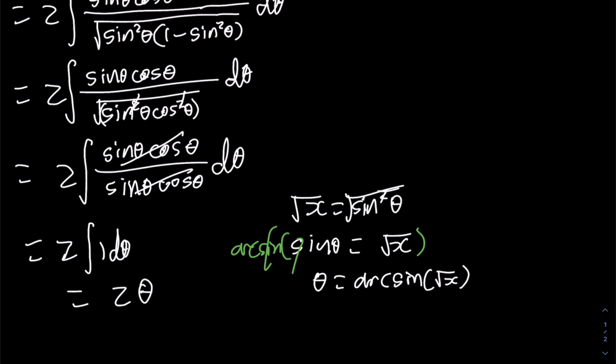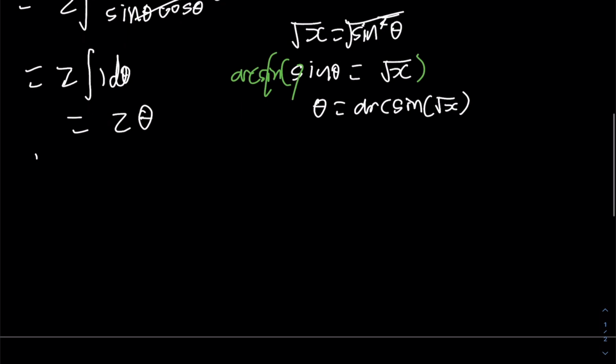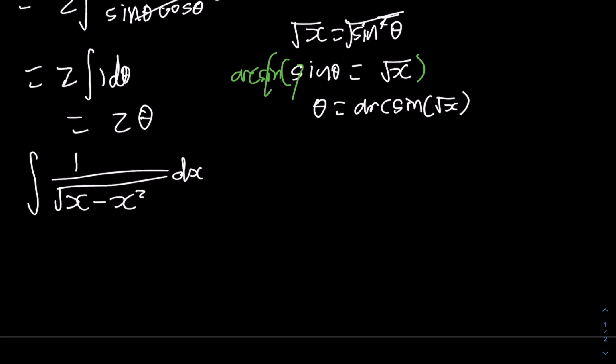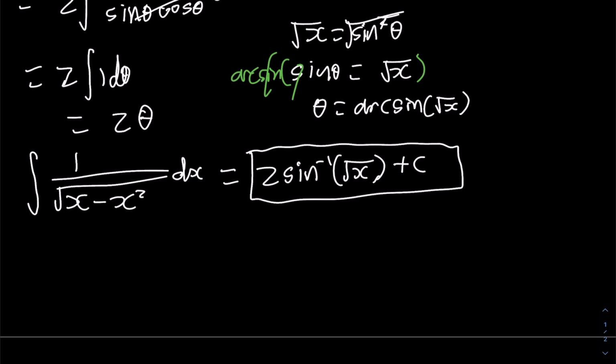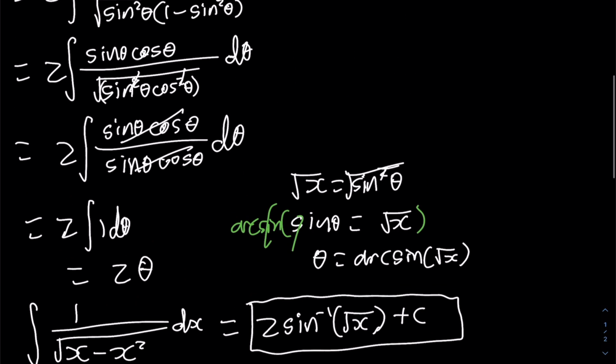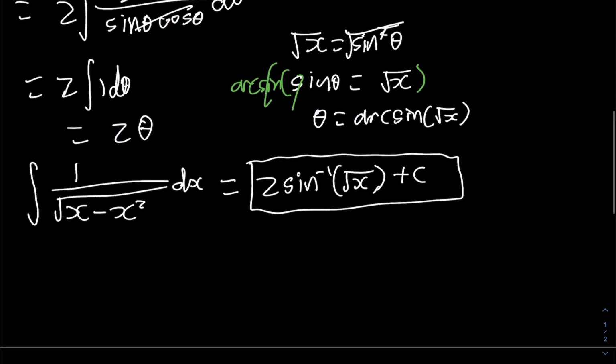So what we have is our final answer: the integral of 1 over the square root of x minus x squared dx is equal to 2 times theta, now the inverse sine, so I'll write this as 2 times the inverse sine of the square root of x, and we can put a plus C because we are done. So this is our answer, and this indeed was the answer that was on the qualifier answer sheet. So if you got this, then you would be correct.